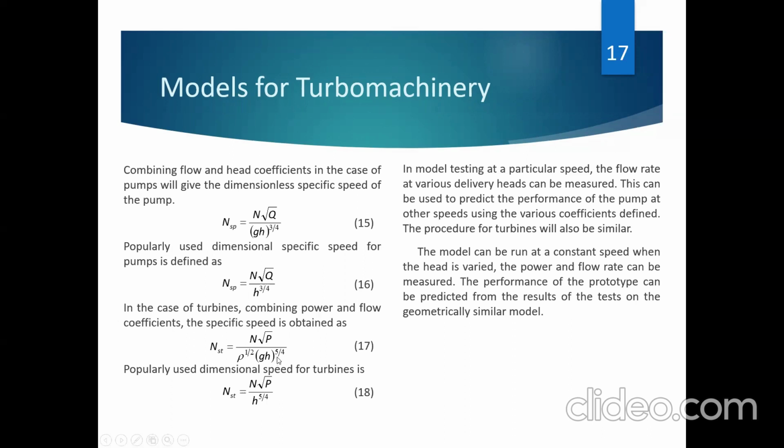In model testing at a particular speed, the flow rate at various delivery heads can be measured. This can be used to predict the performance of the pump at other speeds using the various coefficients defined. The procedure for turbines will also be similar. The model can be run at a constant speed when the head is varied. The power and flow rate can be measured. The performance of the prototype can be predicted from the result of the test on the geometrically similar model.